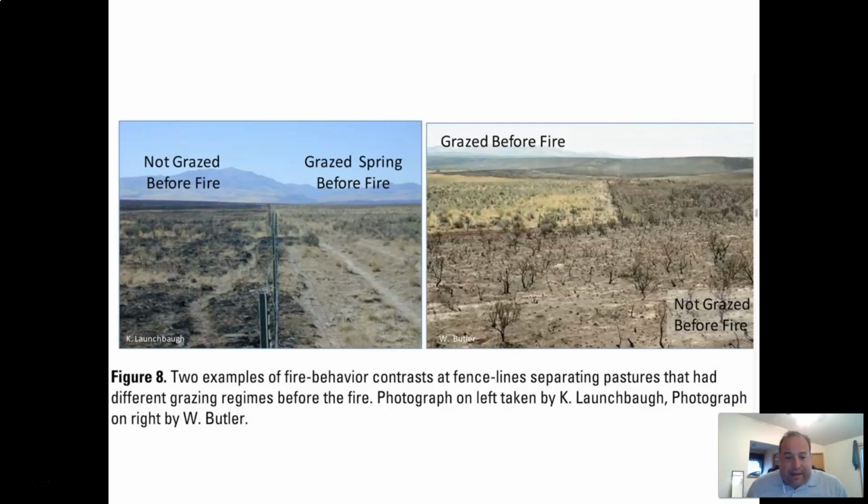Here's another example of overgrazing and how it can tie into the whole health of the ecosystem. These are two areas where the area got grazed before a fire and where it wasn't grazed before a fire. The fire went through both of these places. And you can see that the areas with proper grazing came back and grew back very easily, whereas the areas that didn't have grazing had problems.